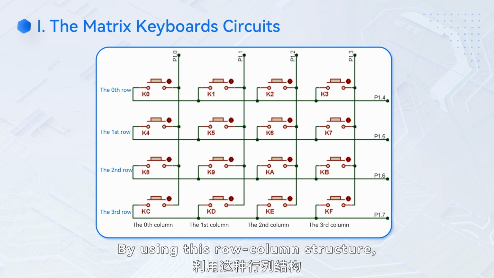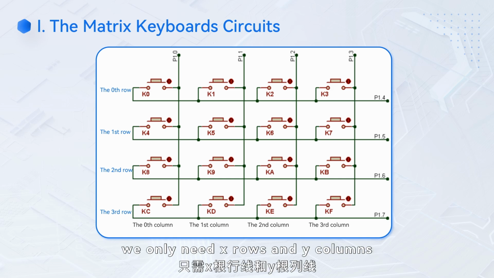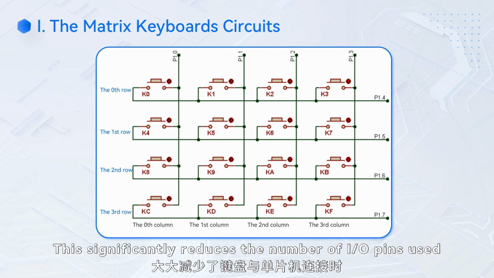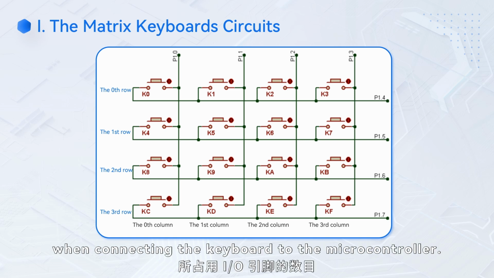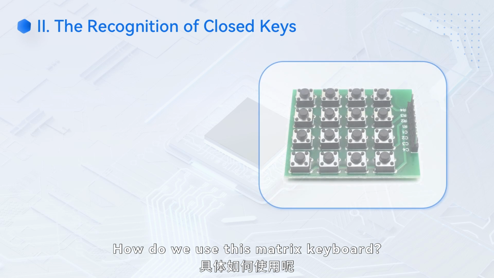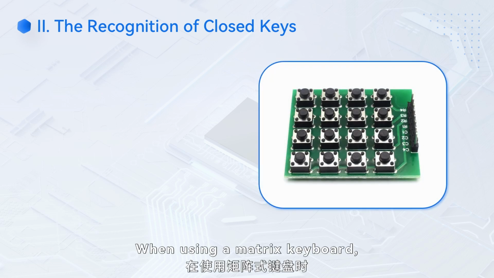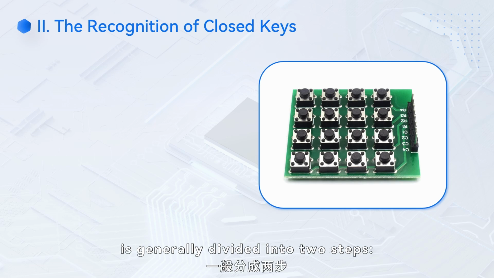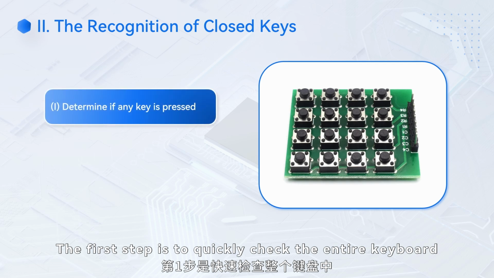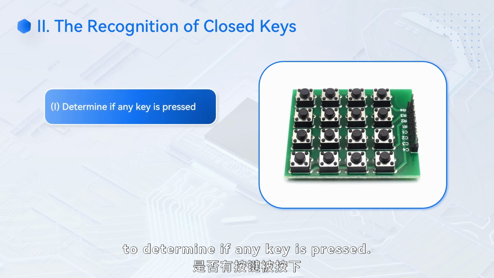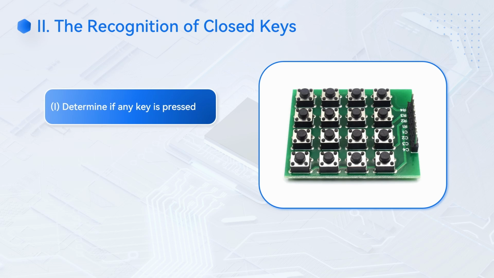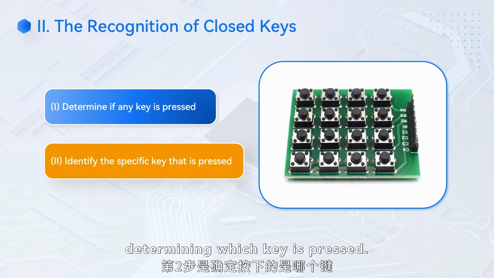By using this row-column structure, we only need X rows and Y columns to create a keyboard with X*Y keys. This significantly reduces the number of I/O pins used when connecting the keyboard to the microcontroller. How do we use this matrix keyboard? When using a matrix keyboard, identifying which key is pressed is generally divided into two steps. The first step is to quickly check the entire keyboard to determine if any key is pressed. If no key is pressed, the program moves to other functions. If a key is pressed, then the next step is taken, determining which key is pressed.